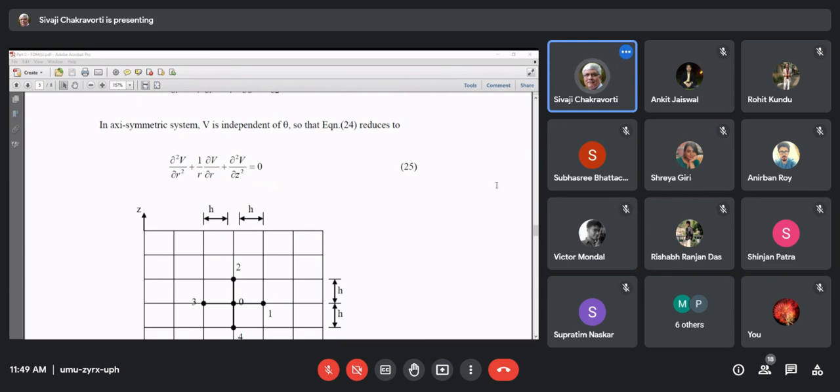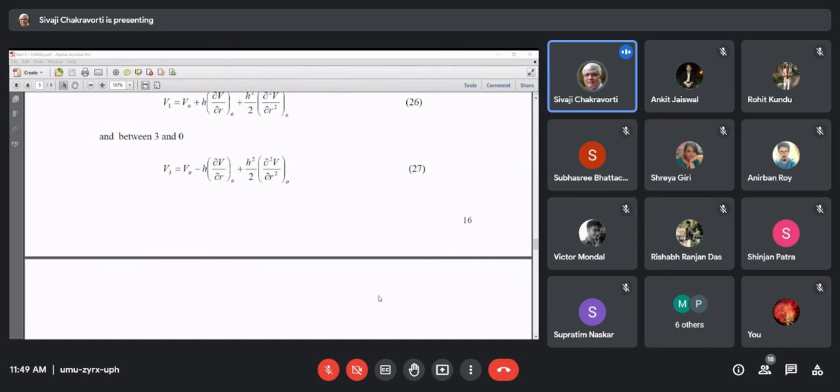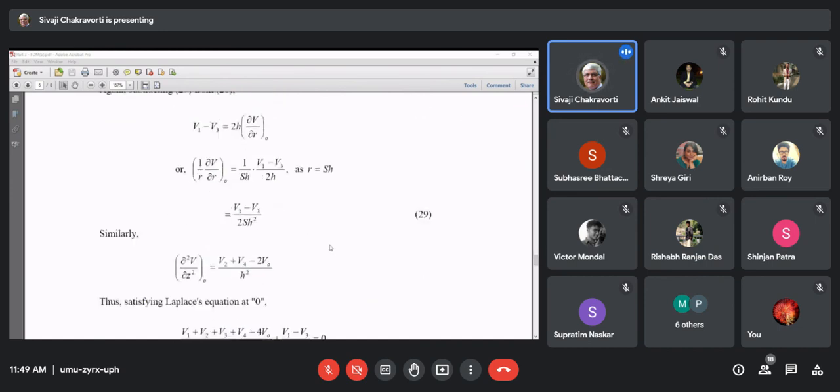in equation 25, this del v del r is having a term 1 by r. What is r? r is the radial distance from the axis. Therefore, r is written as s into h, where s is, again, a dimensionless number. But this is not between 0 and 1. This could be anything, because it is the distance from the axis in terms of h. So in this way, I can have 1 by r del v del r.